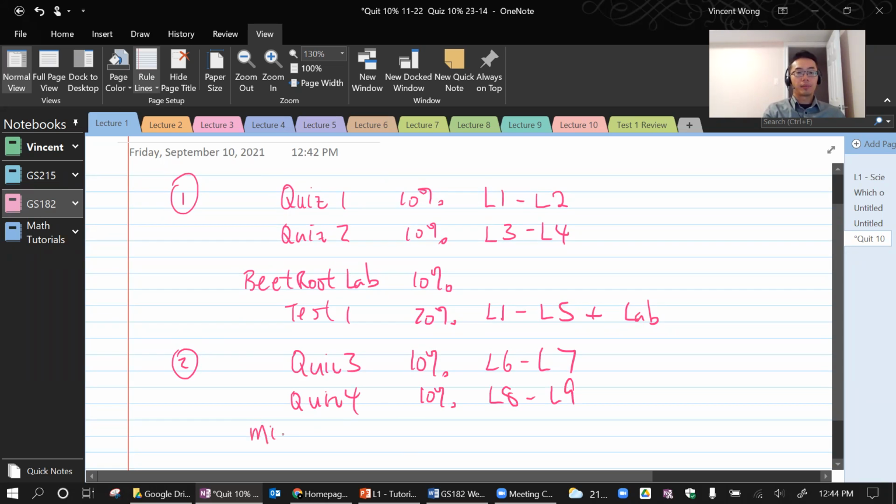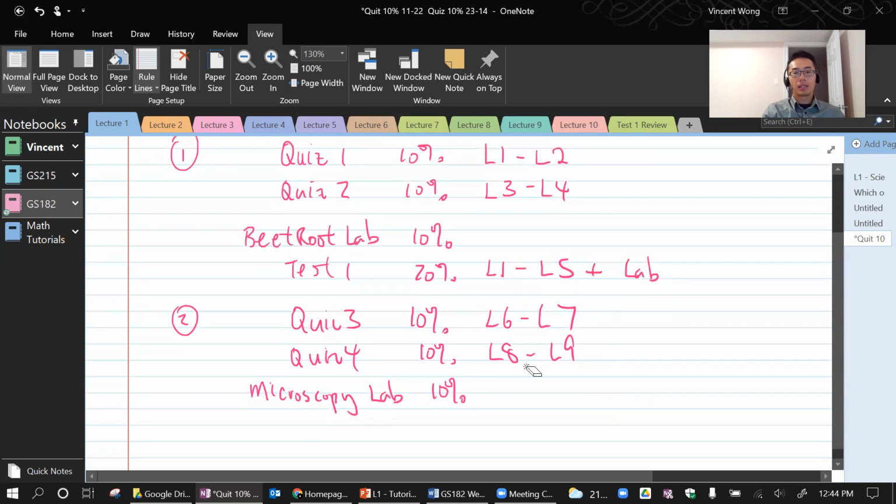And then you're going to have a microscopy lab, which you don't have to write down. This is all in the calendar. So this would be just the lab. And then test 2 is going to be 20% and will be lecture 6 to lecture 10 plus the lab. So the first half is kind of independent from the second half.